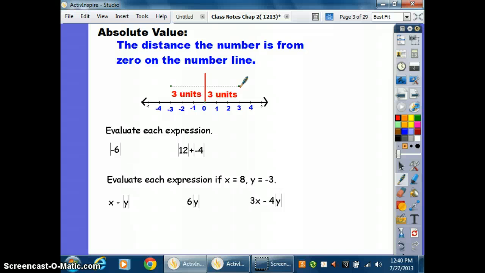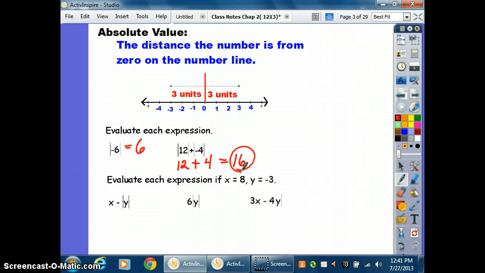And we're going to evaluate this right now. Evaluate each expression. The absolute value of negative 6 is 6. That distance is positive. Okay, here we have another one, number 12. The absolute value of 12 plus the absolute value of negative 4. The absolute value of 12 is 12. It's positive. The absolute value of negative 4 is 4. Absolute value turns everything to positive numbers. So 12 plus 4 is 16.